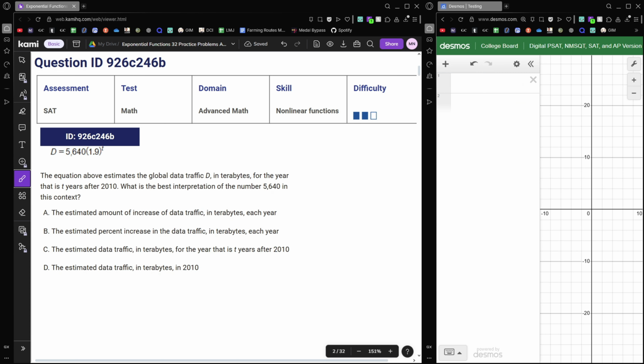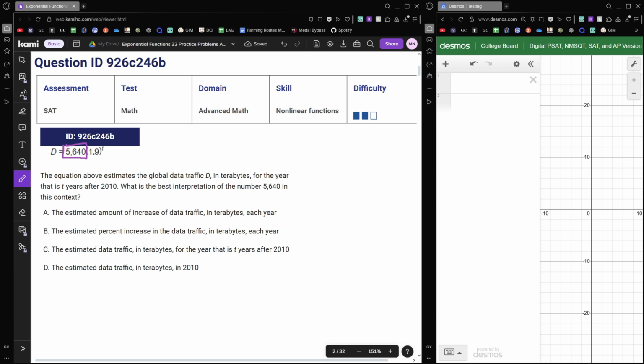Question number 2. The equation above estimates the global data traffic, D, in terabytes for the year that is T years after 2010. What is the best interpretation of the number 5640 in this context? So in exponential functions, this very first number here will always be the initial value, whatever number we're starting with. Then, the second number is going to be the rate of growth or the rate of decay, depending on if it's exponential growth or exponential decay. And then lastly, the t will of course be the amount of time. So here, our 5640 is the first number, which means it's the initial value.